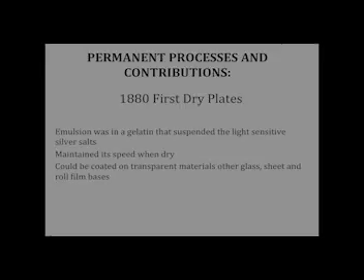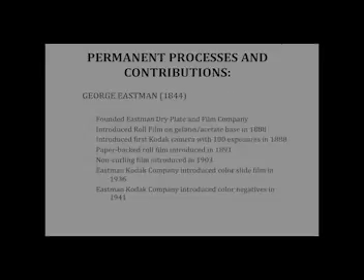Later they figured out you can put this on roll film. You can put this on film and sheets of transparent materials, any kind. Could be glass, could be plastic, anything that was clear. You could coat this stuff with. So on comes George Eastman of Eastman Kodak. First dry plate and film company. Introduced the roll film with gelatin on an acetate base.